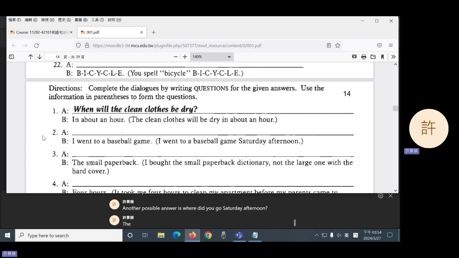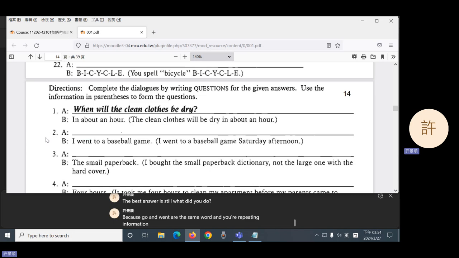The best answer is still, what did you do? Because go and went are the same word and you're repeating information. But it's still a logical question. But the best question should still be, what did you do?